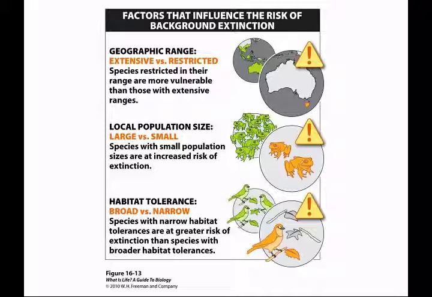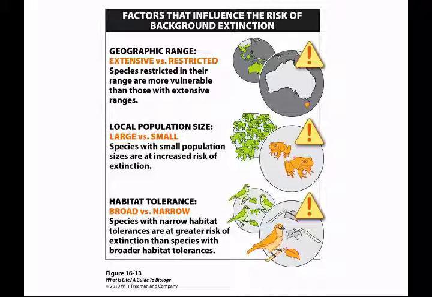Then we have the local population size. If we have a large population, then we have a greater chance of survival. If you have a population that's only a few hundred or a few thousand, a small population size, there's a much greater possibility that it's going to become extinct. And then finally, habitat tolerance. If it has a broad tolerance, meaning it can survive pretty well in a wide range of conditions, it has a greater chance of survival than if it can only survive in one small, very tiny area, like in the tropical rainforest, which the tropical rainforests are all in danger of being wiped out.